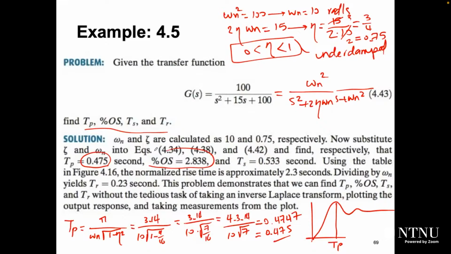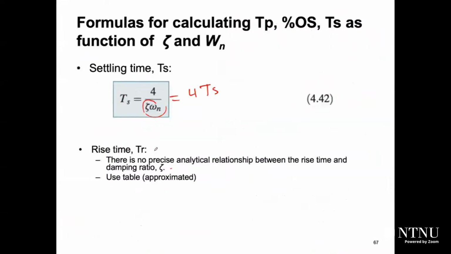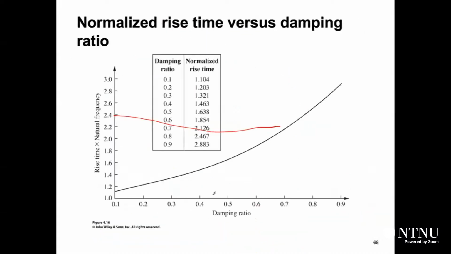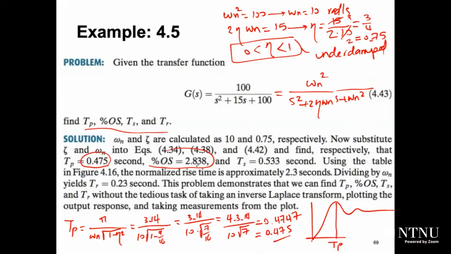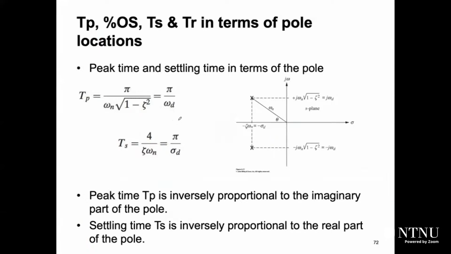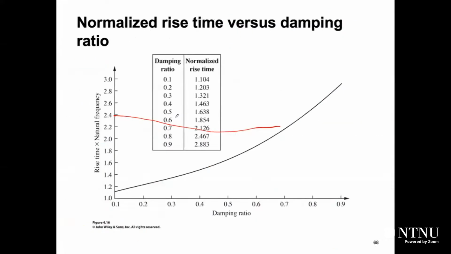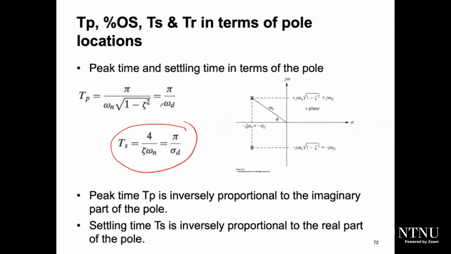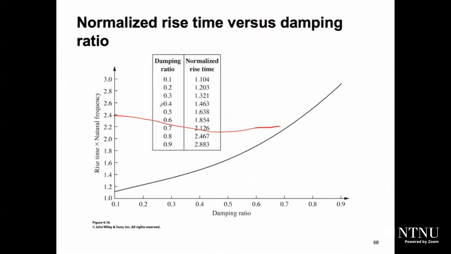To get this maximum overshoot, we will go to this formula. Maximum overshoot will be exponential minus zeta pi. I have zeta, we have pi, so just substitute in this equation. You will be able to get this maximum overshoot. Settling time is 4 divided by the real part, zeta omega n. So we will see how it is calculated here.